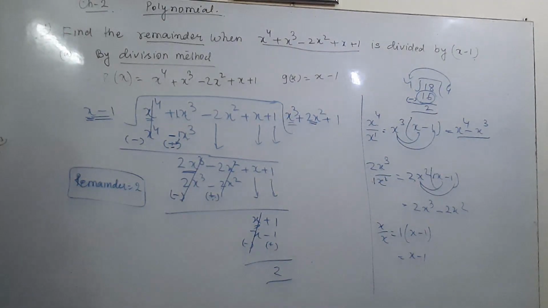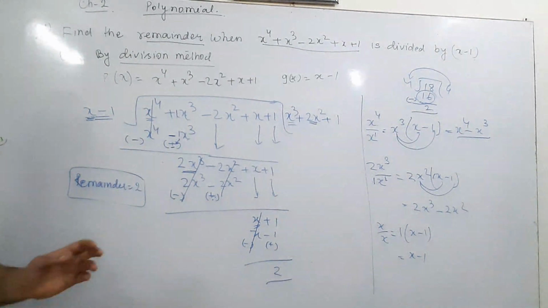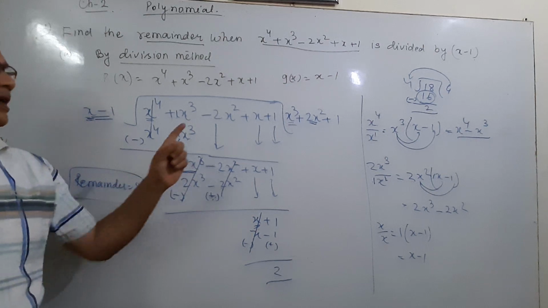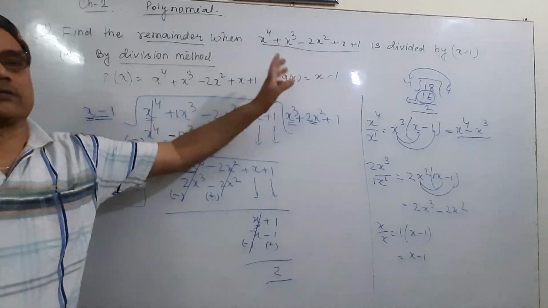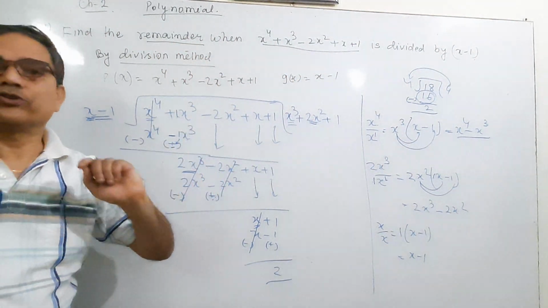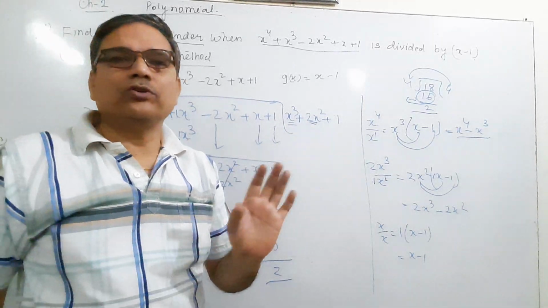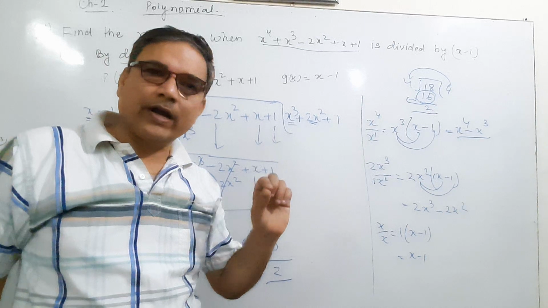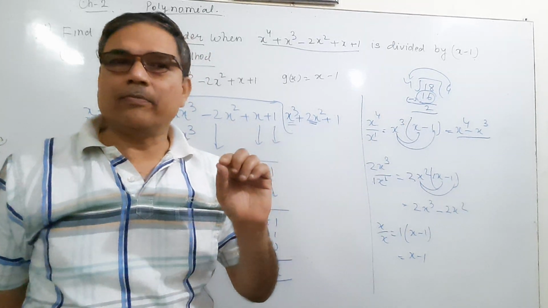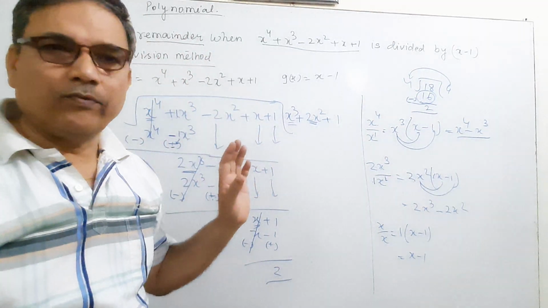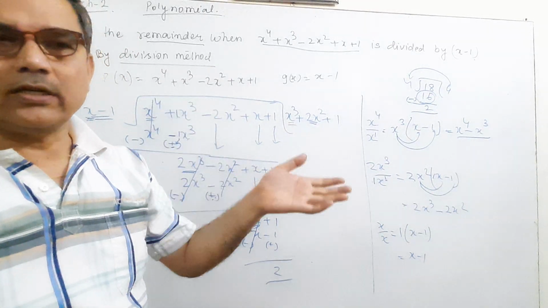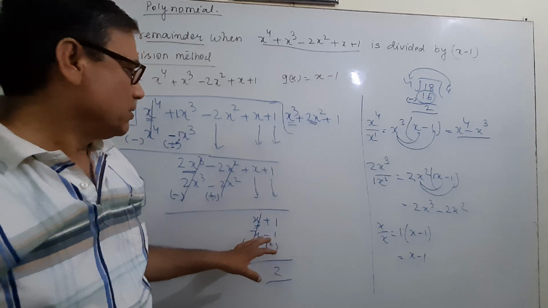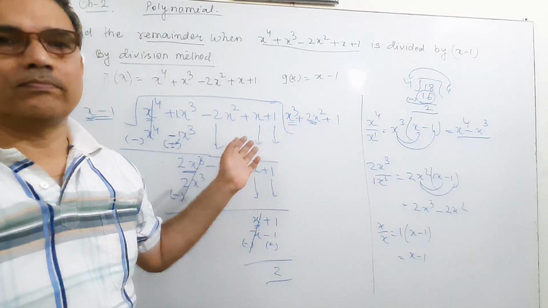By the long division method, we can find the remainder in this way. But if the question asks to divide this by this, then you have to divide. If the question asks to find the remainder, you need not find the remainder by this method. We have to find the remainder only by the remainder theorem, which was discussed in the previous class. And here I am finding the remainder by the remainder theorem.